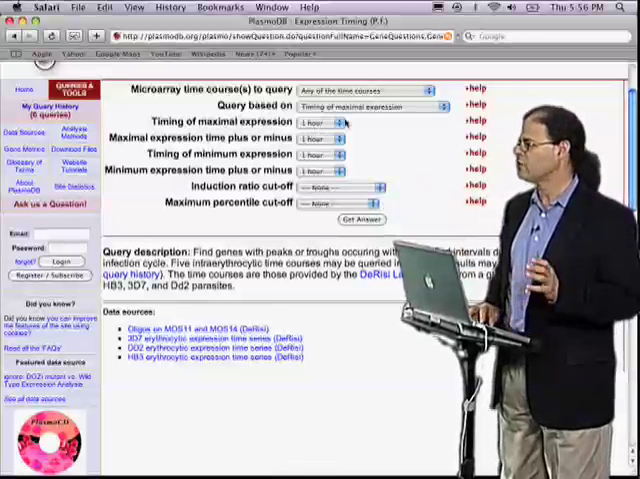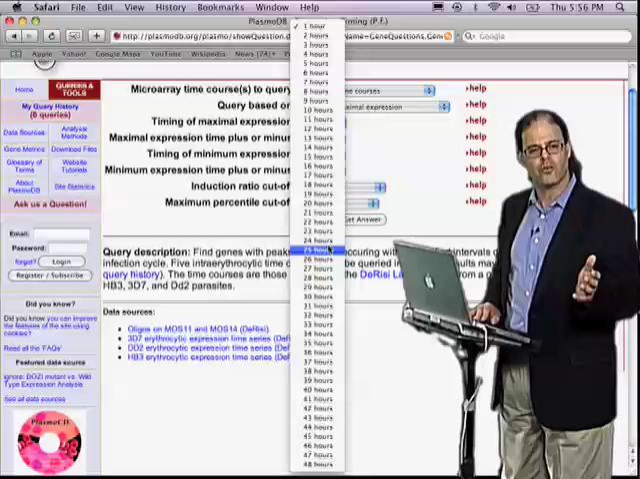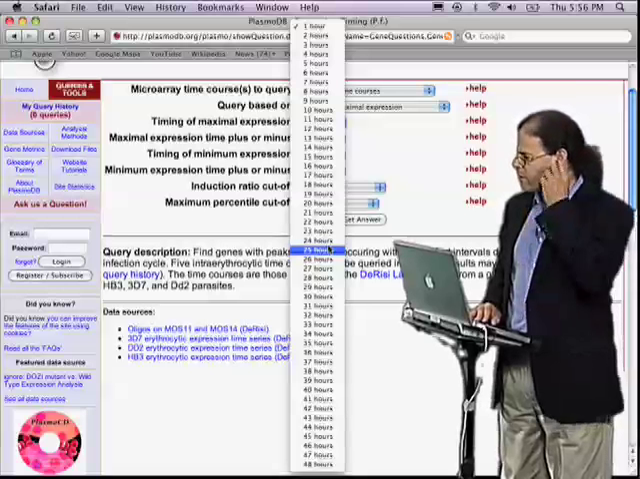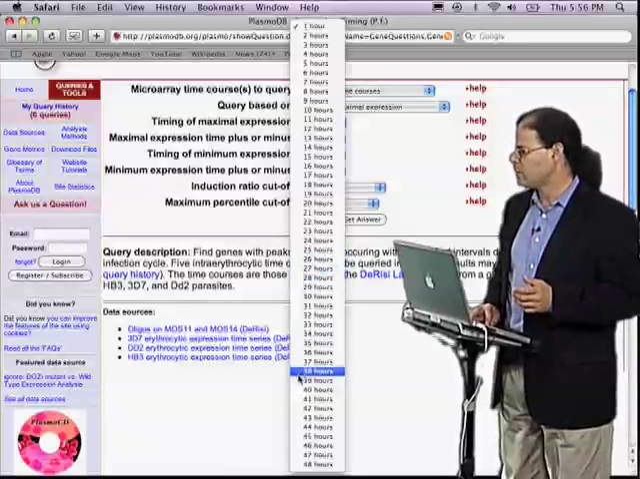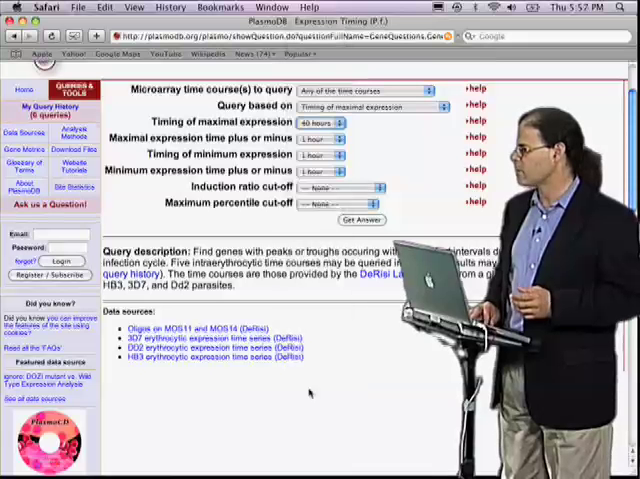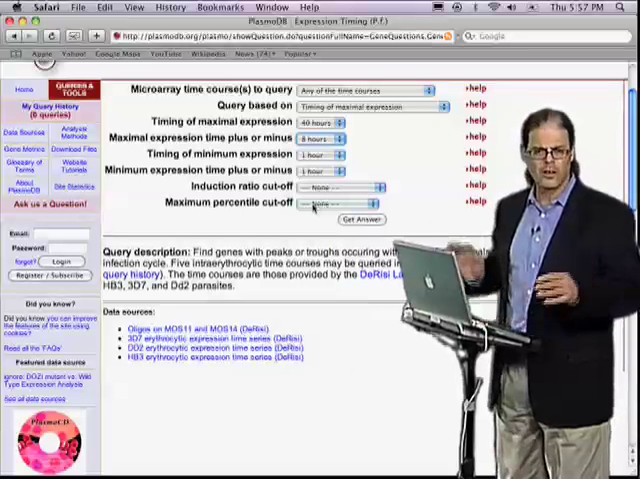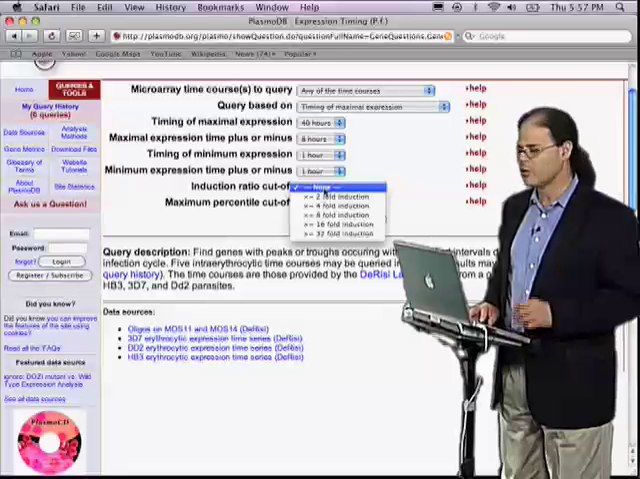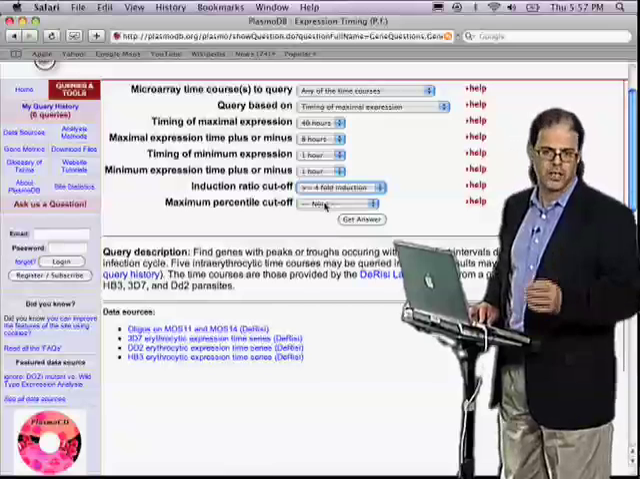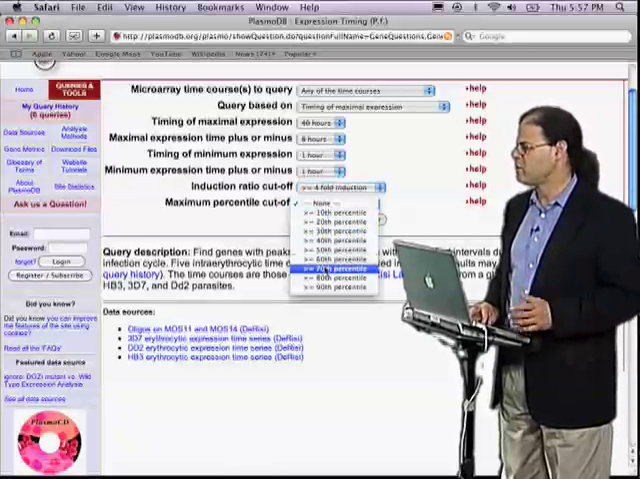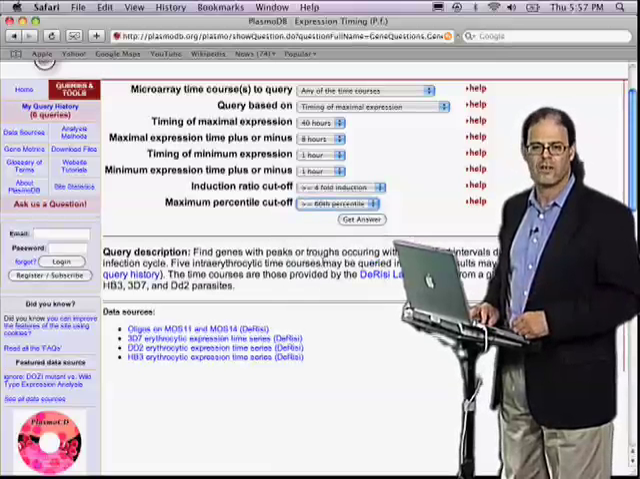And so I'm going to ask for genes that are maximally expressed in the last third of that intra-erythrocytic life cycle. That is the last 16 hours. In other words, I'll be looking for genes where expression is maximal at 40 plus or minus 8 hours. I don't care when the gene is turned off, but I'm going to look for genes that are upregulated by fourfold. You can change these parameters if you wish, and that are reasonably abundant, let's say in the top 60th percentile of all genes in the genome.